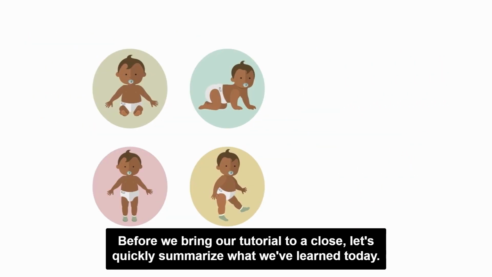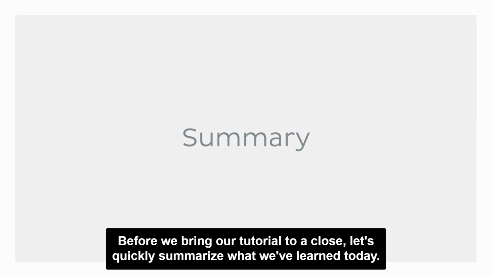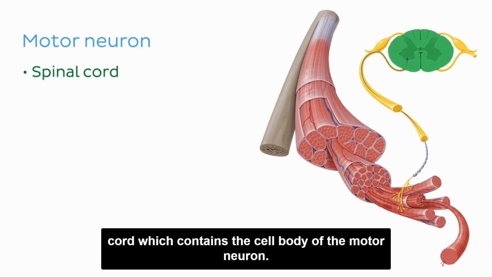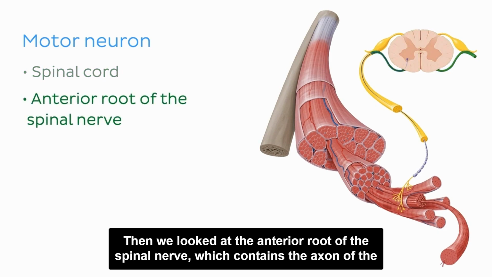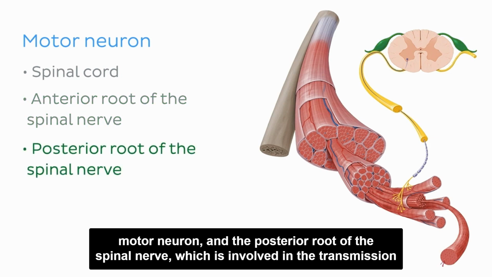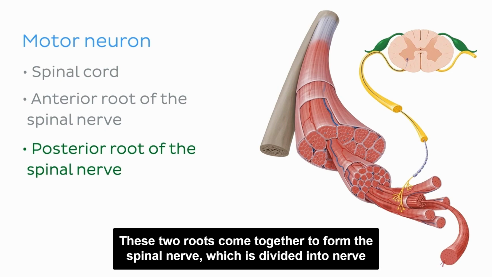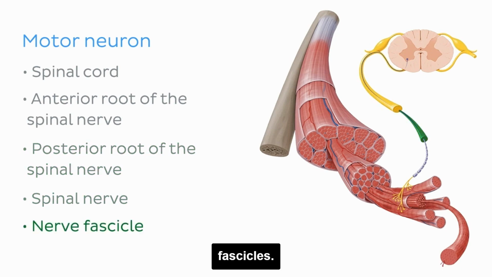Before we bring our tutorial to a close, let's quickly summarize what we've learned today. First, we looked at the motor neuron and its associated structures, starting with the spinal cord, which contains the cell body of the motor neuron. Then we looked at the anterior root of the spinal nerve, which contains the axon of the motor neuron, and the posterior root of the spinal nerve, which is involved in the transmission of sensory information to the brain. These two roots come together to form the spinal nerve, which is divided into nerve fascicles.